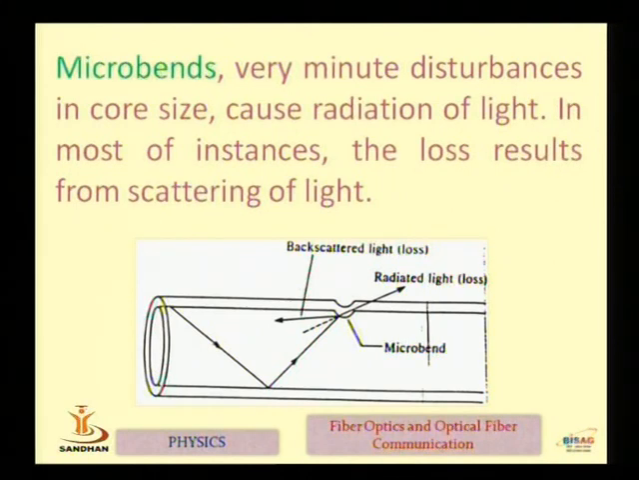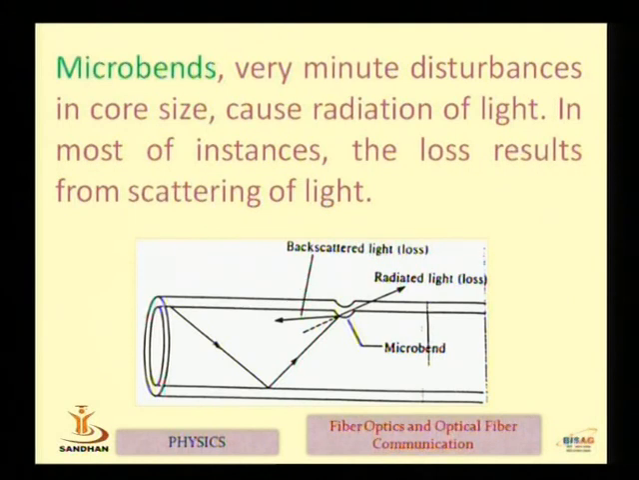Transmitted signal, which is in a light form, will be reflected back towards the source, and hence one can say there is a loss of the information. So such types of microbends are very important to find, because they create loss in a fiber cable.